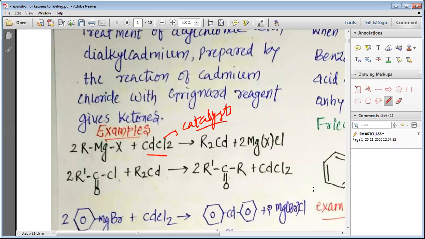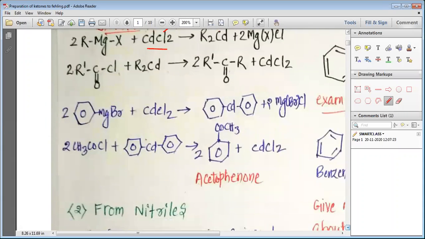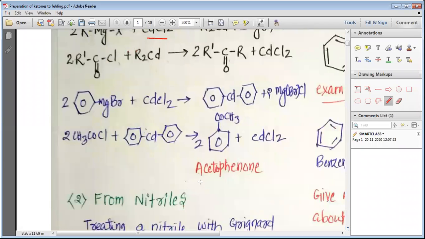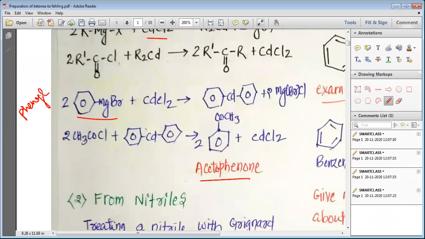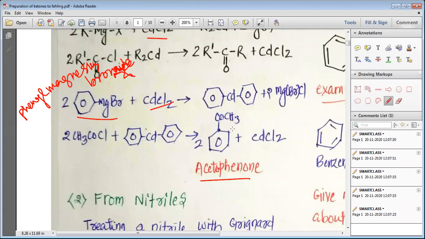Let us understand this reaction with one example. We want to prepare acetophenone. So to prepare acetophenone, we can take phenyl magnesium bromide. This phenyl magnesium bromide is your Grignard reagent. So this phenyl magnesium bromide undergoes the reaction with the cadmium chloride, and it gives us the diphenyl cadmium.